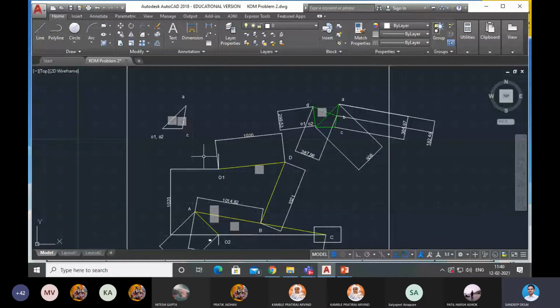Is it clear up to this stage? There are two more steps remaining to complete the velocity diagram. We have drawn a vector perpendicular to O to A. This is that vector O to A or O1A. Then we have drawn a vector perpendicular to AC. This is that vector AC. Then we have drawn a vector parallel to the slider path, that is O2C or O1C. This is that O2C or O1C.